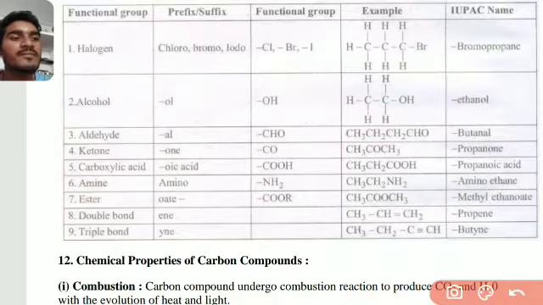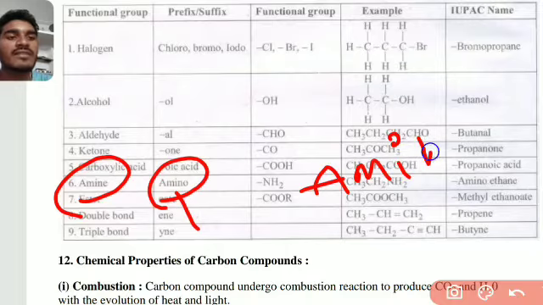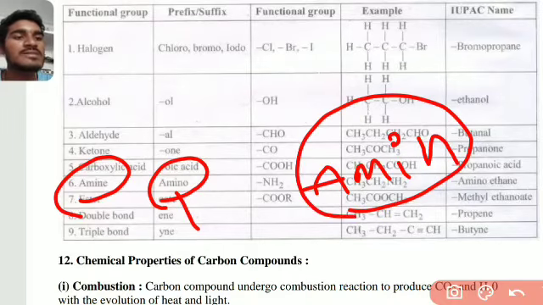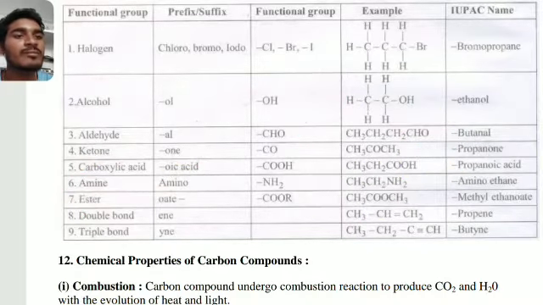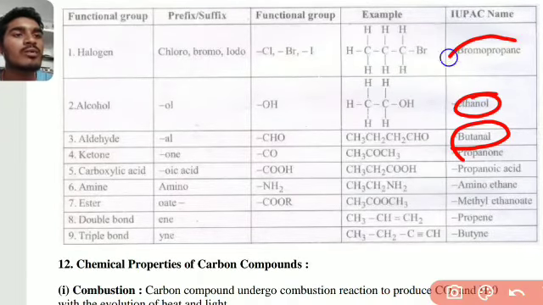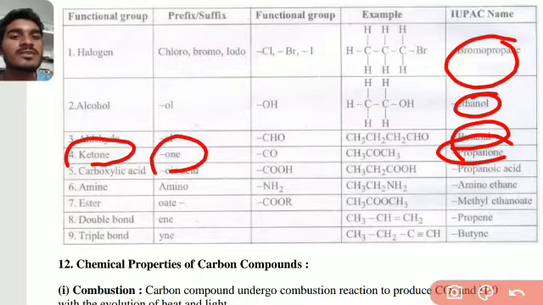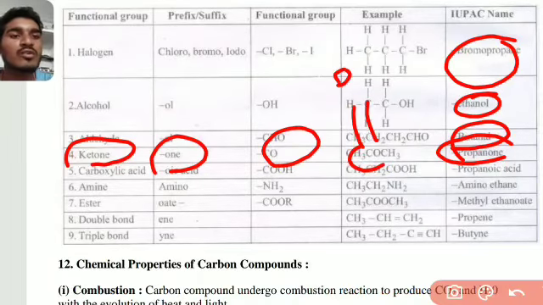Okay, here amine: amino is the prefix and amine is the suffix. Here we can see examples also. Butanol and ethanol, bromopropane and propanol are examples. The ketone is also the same. Propanone is an example of a ketone, where C double bond O is the ketone functional group.